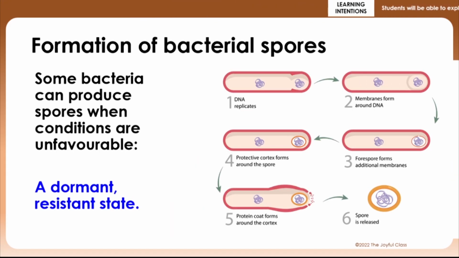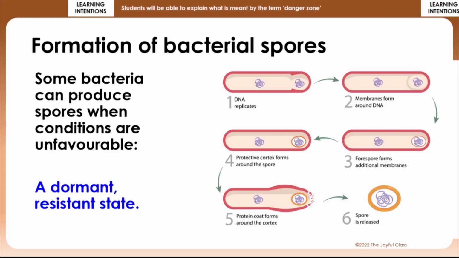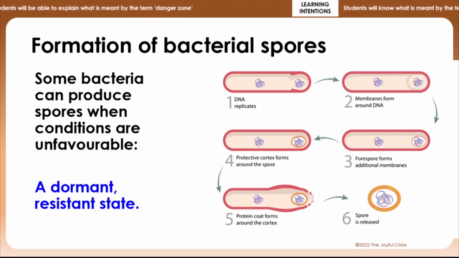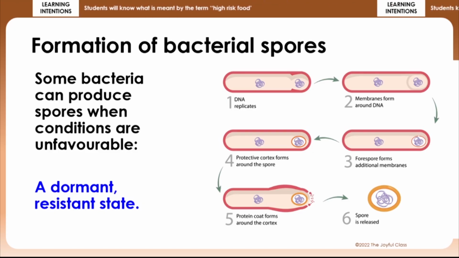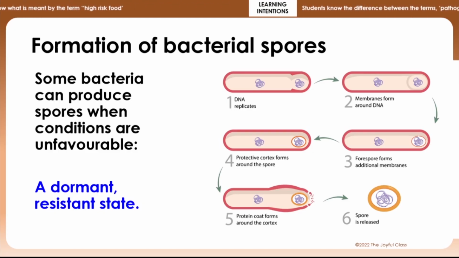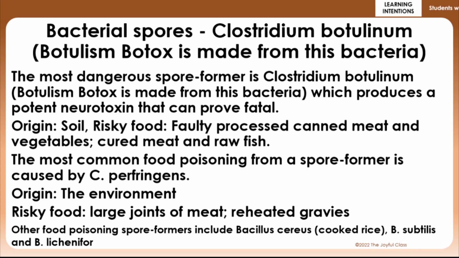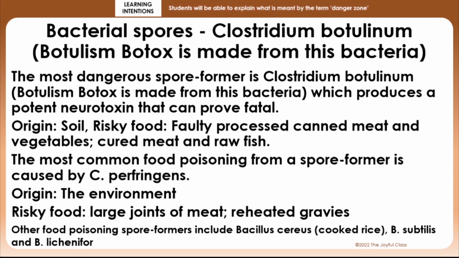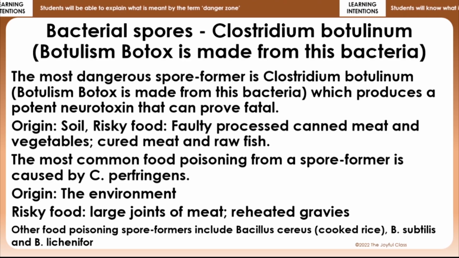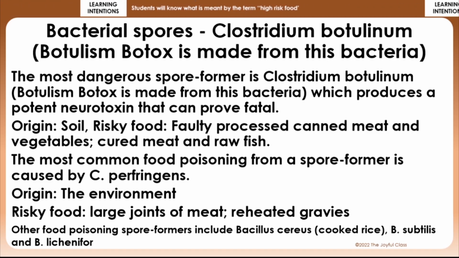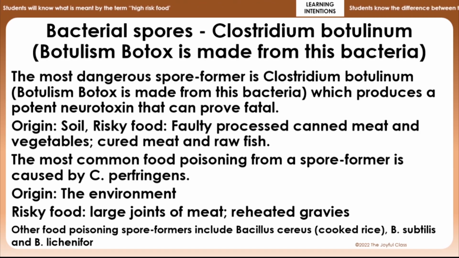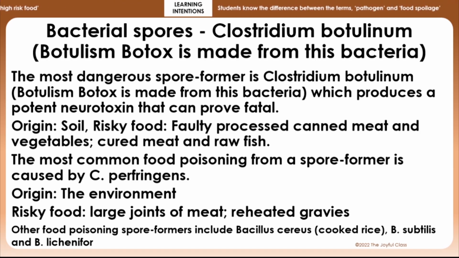Some bacteria can produce spores when the conditions are unfavourable, and bacterial spores are a dormant, resting state. One example of a bacterial spore is Clostridium botulinum. Botulism, Botox, is made from this bacteria, which produces a potent neurotoxin which can prove fatal.